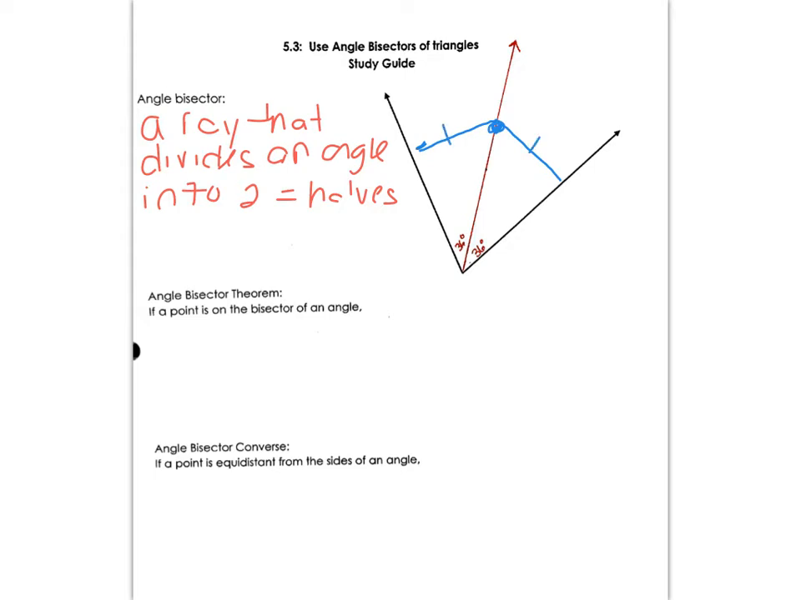So I want to point out a couple things. First of all, we have to talk about the perpendicular distance, because remember, when we're talking about the distance from a point to a line, we always talk about the distance that's perpendicular to the line. The second thing is we could have picked any point. We could have picked this point down here and then drawn that perpendicular distance, and those distances would have been the same as well. Okay, so the angle bisector theorem says if a point is on the bisector of the angle, then it is equidistant to the sides of the angle.